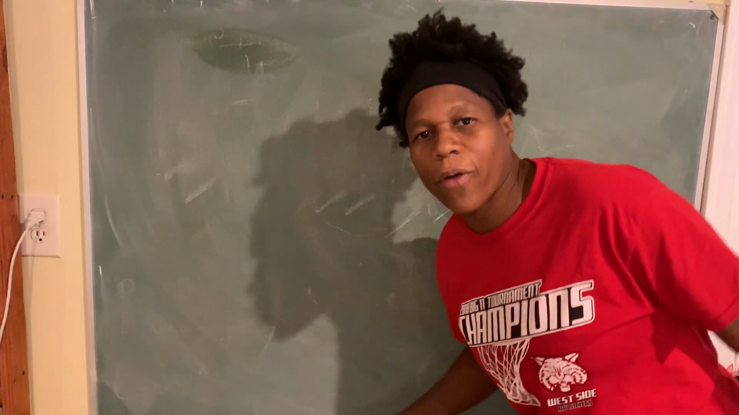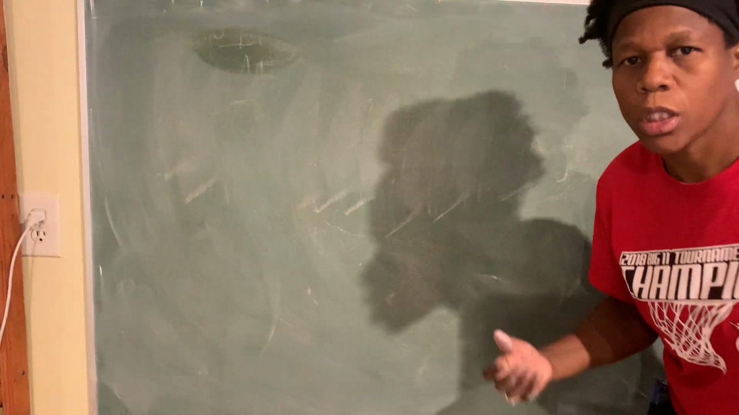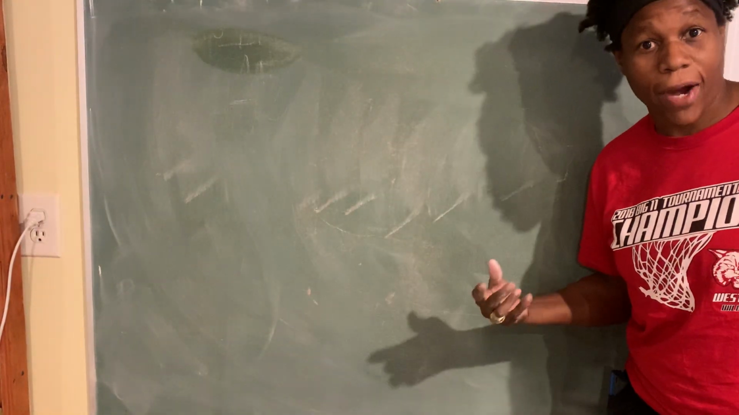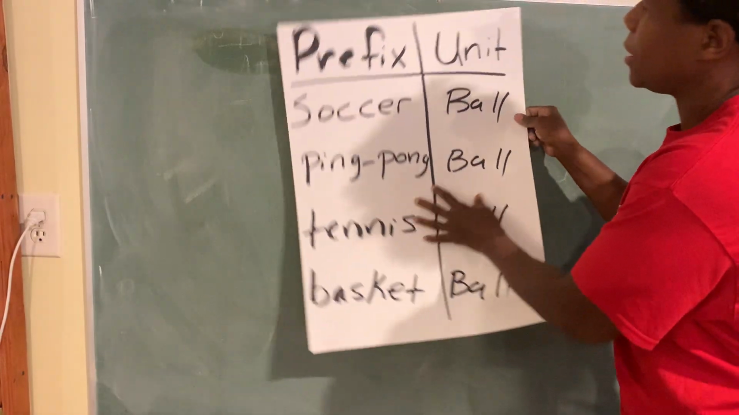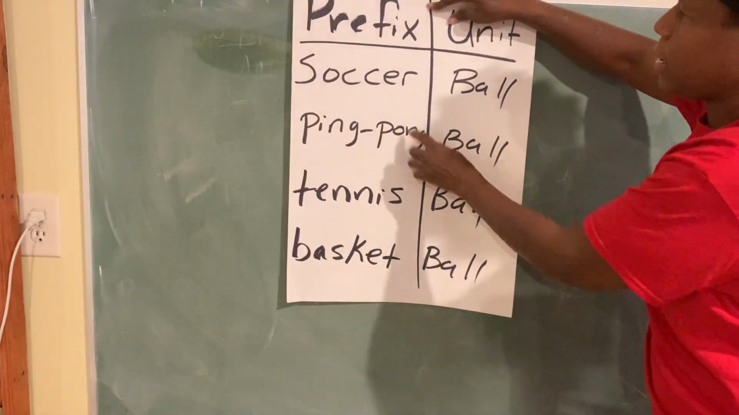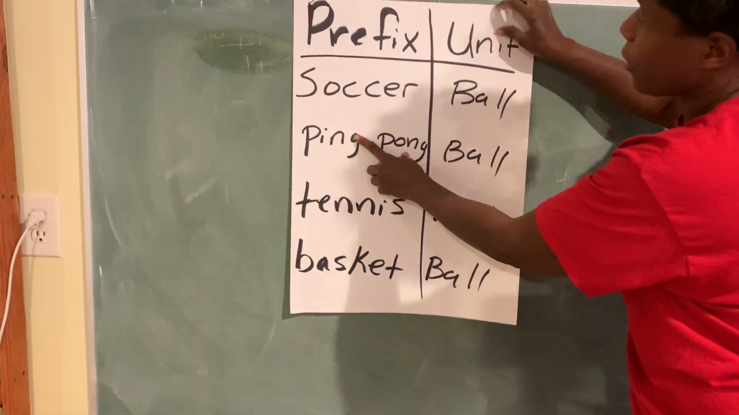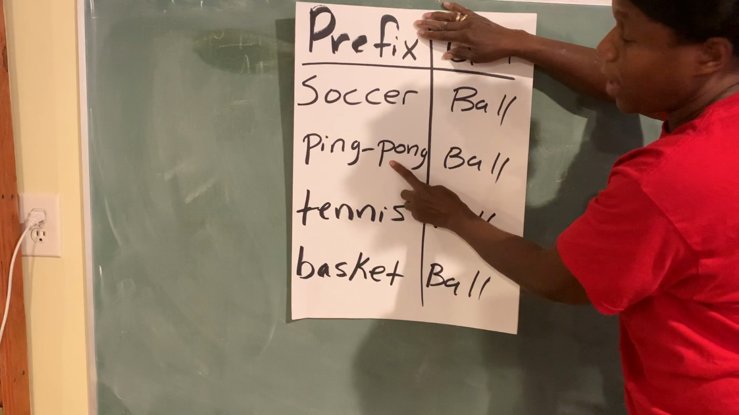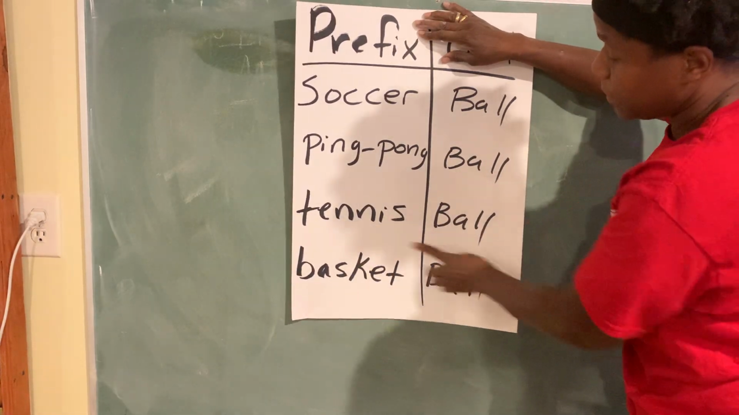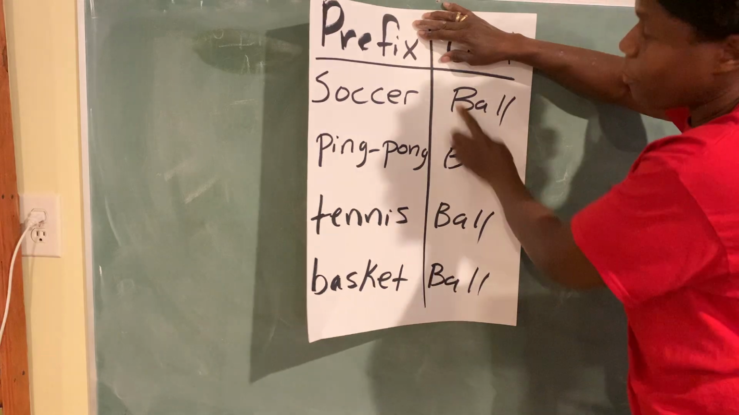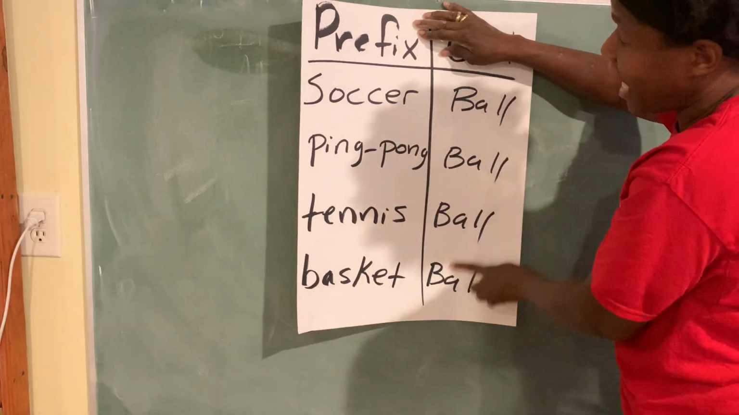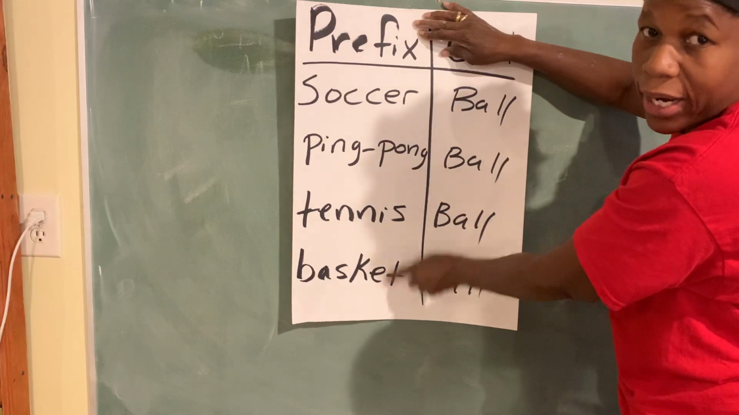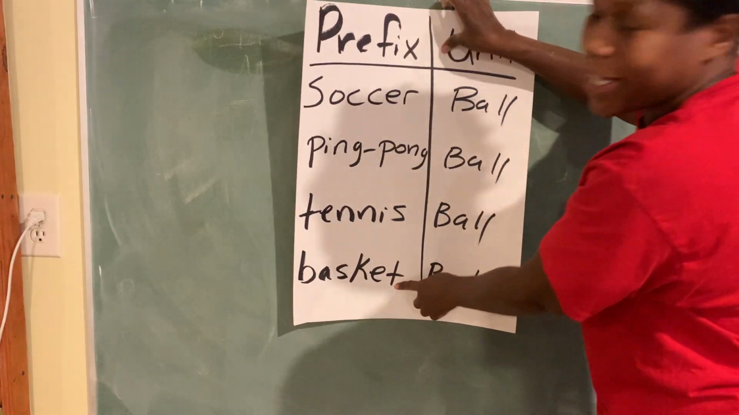Okay, so we said that we have prefixes, right? What does a prefix do for a word? It changes it somehow, right? So if I had the prefix: soccer ball, ping pong ball, tennis ball, basketball. What happens to the size of my ball? It gets bigger or smaller, right, depending on my prefix. Well, guess what, guys?